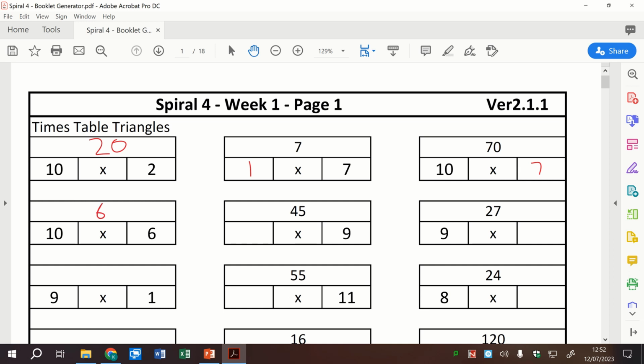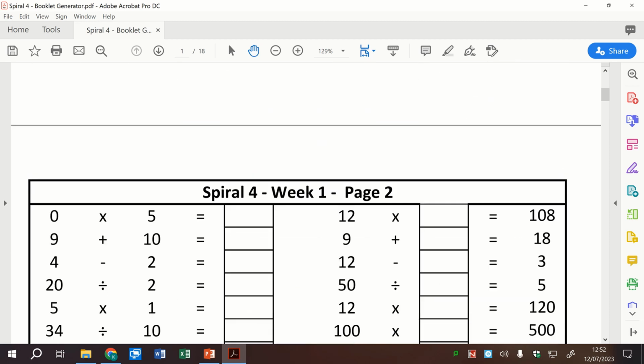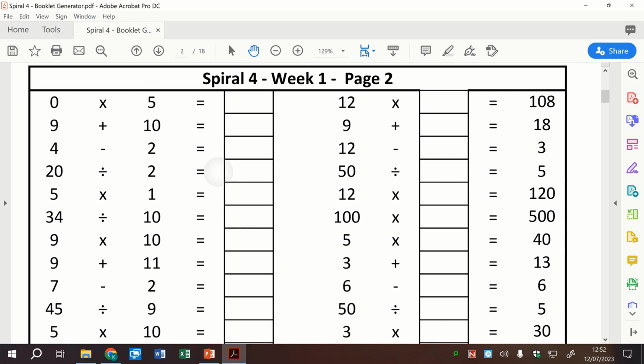Okay, 10 times something, so that's 6. In here, something times 9 is, so that's 5. And you work your way through there doing those things. Okay, so in here, this is pretty similar to spiral 3, except that you've got all of the times tables in there up to 12. So nothing times 5 is not 5, it's nothing. All right, and then we've got a 19.